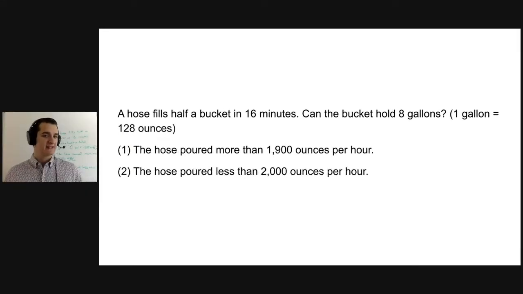All right, hopefully you've had a second to work through this one here, and we'll go ahead and talk about it together. The question says, a hose fills half a bucket in 16 minutes. Can the bucket hold 8 gallons? And I'm told that 1 gallon is equal to 128 ounces. Then statement 1 tells me the hose poured more than 1,900 ounces per hour. Statement 2 tells me the hose poured less than 2,000 ounces per hour. Let's go ahead and take a look at this one together on the board.